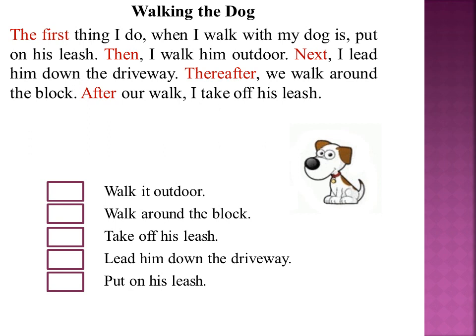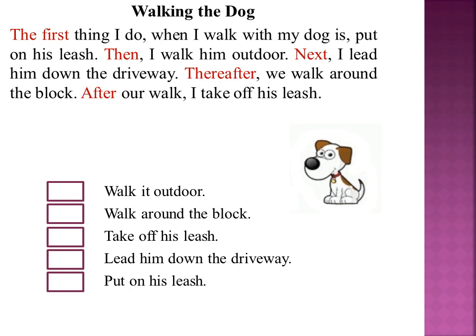Walking the dog. The first thing I do when I walk with my dog is put on his leash. Then I walk him outdoor. Next, I lead him down the driveway. Thereafter, we walk around the block. After our walk, I take off his leash.